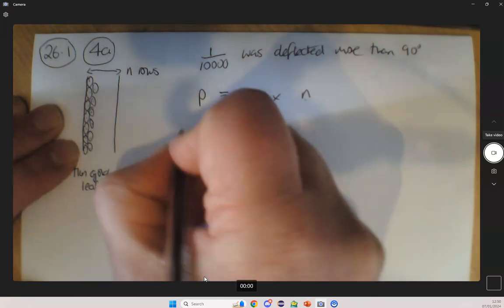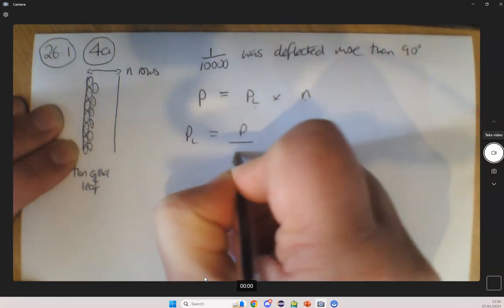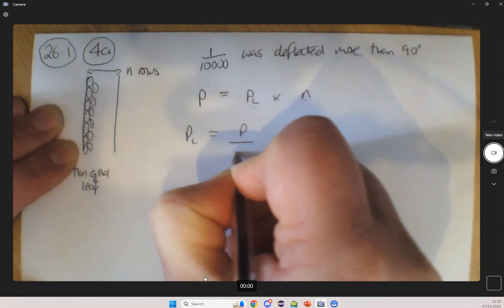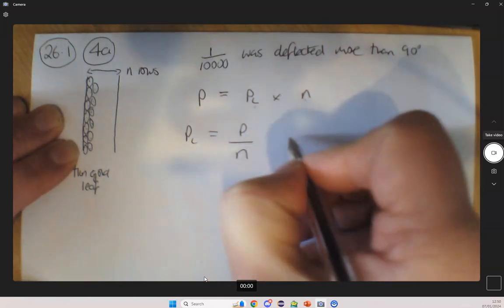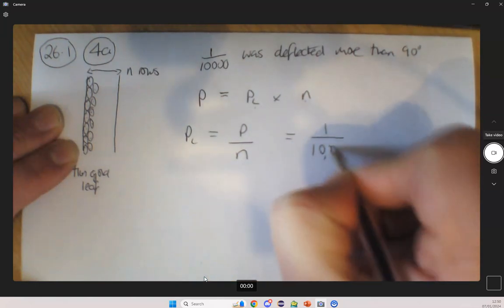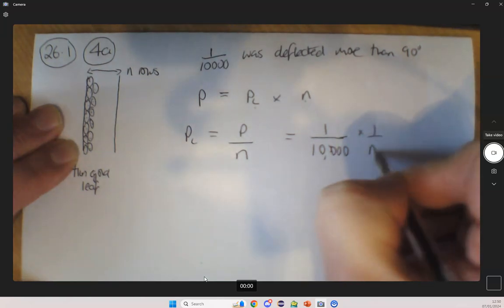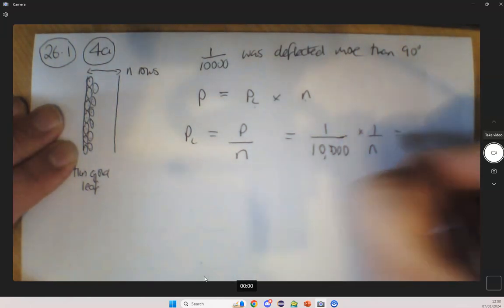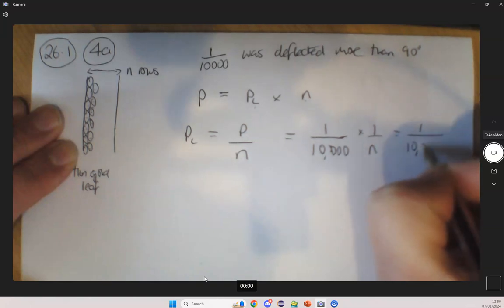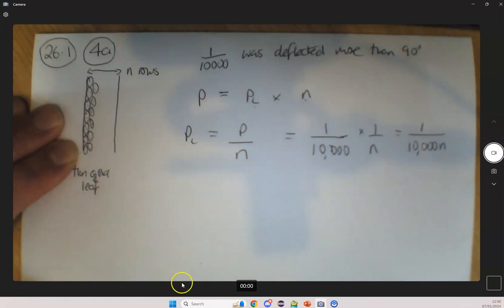So if I rearrange that, the probability of being reflected by one layer is P divided by n. Therefore Rutherford's probability was 1 upon 10,000, times 1 upon n, which is therefore 1 upon 10,000 n. Hopefully that makes sense. Thank you very much.